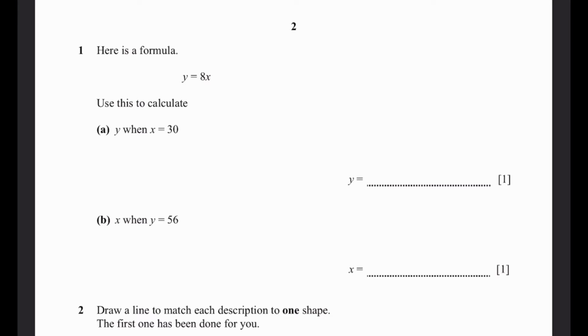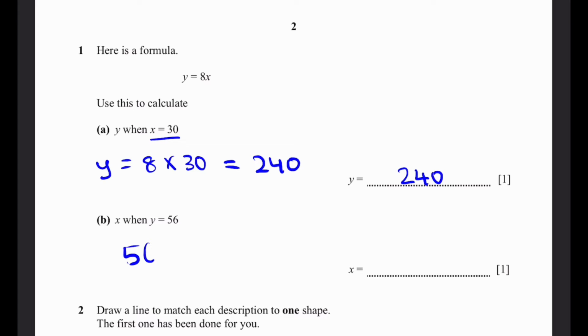Let's see the a part. So when x equals 30, then y equals 8 multiplied by 30, which is equal to 240. So that's the value of y. B. X when y equals 56. So 56 equals 8x. So then x equals 56 by 8, which is equal to 7. So that's the answer.